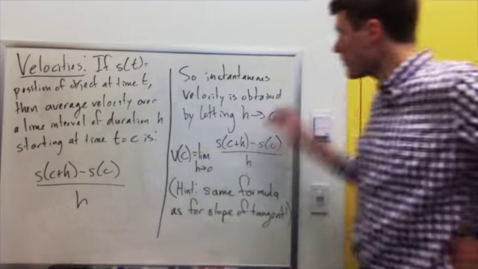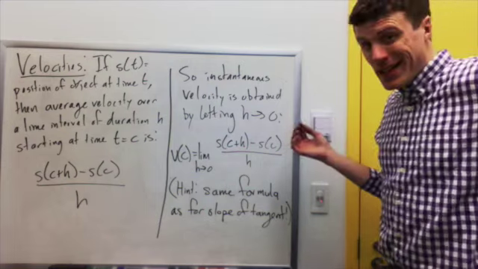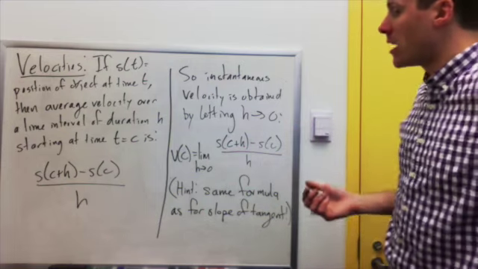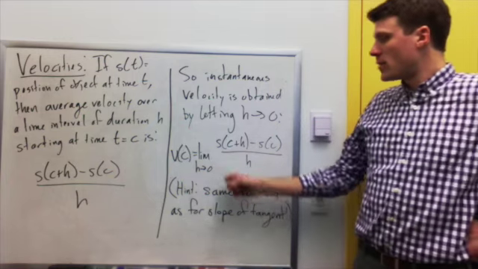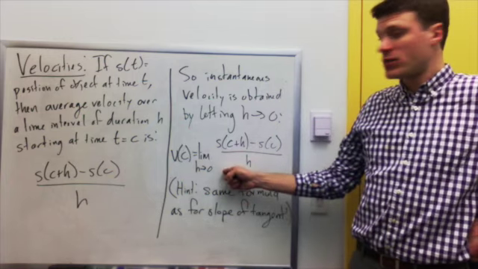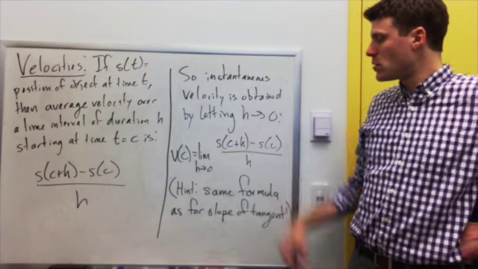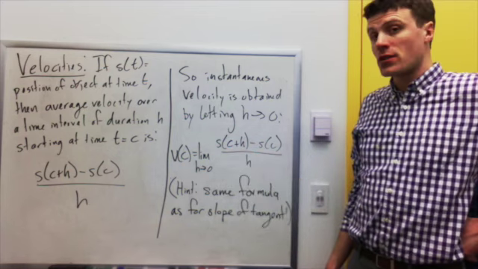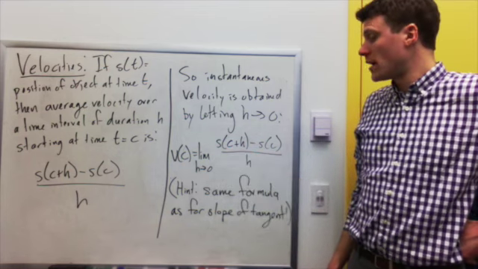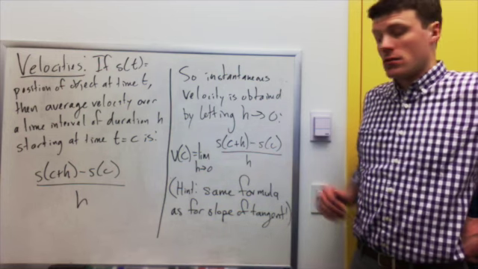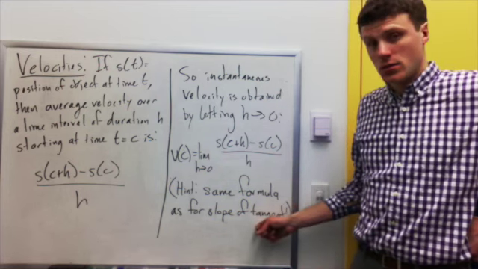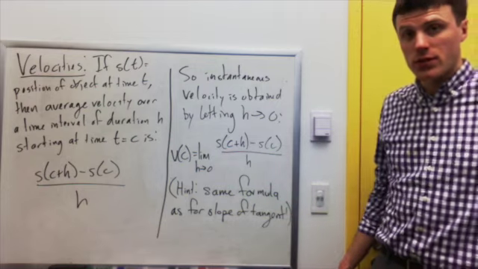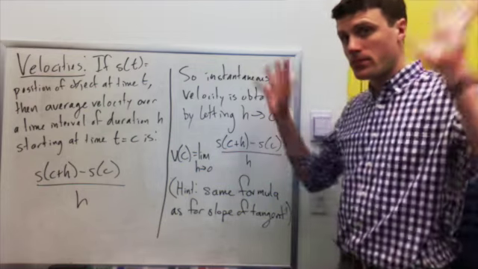Anyways, so how do we get instantaneous velocity? We let the length of the time interval go to 0, so we let h go to 0. That means that the velocity at time c is the limit as h goes to 0 of s of c plus h minus s of c, all divided by h. And does this look familiar? Hint. It's the same formula as for the slope of the tangent line.